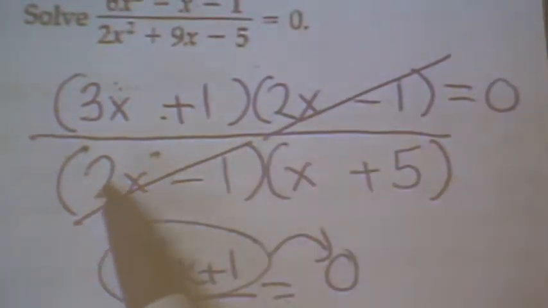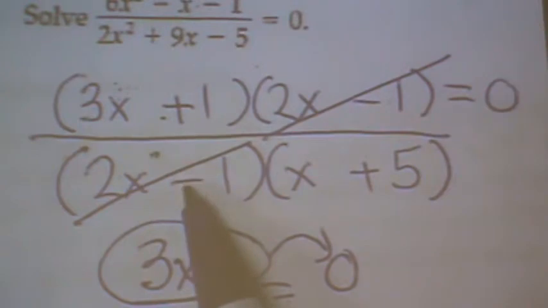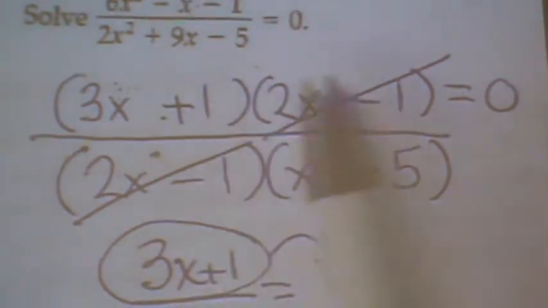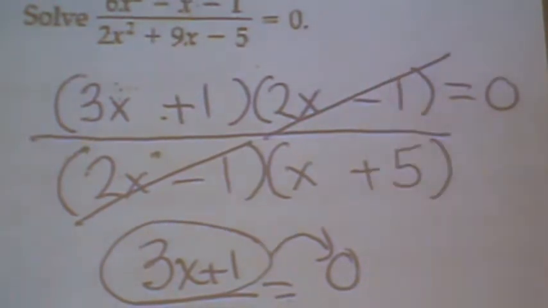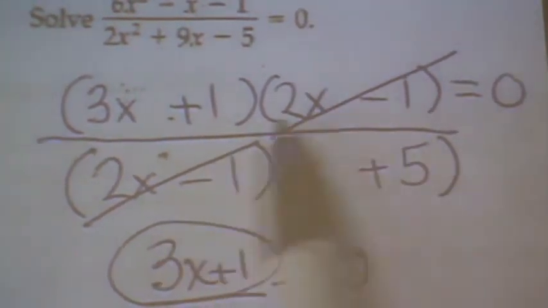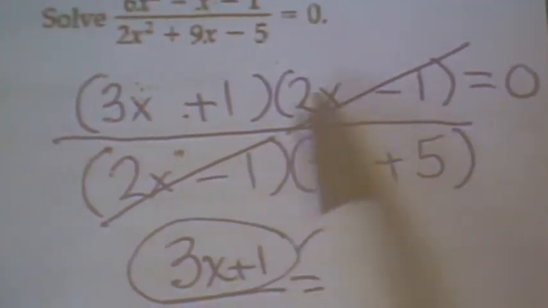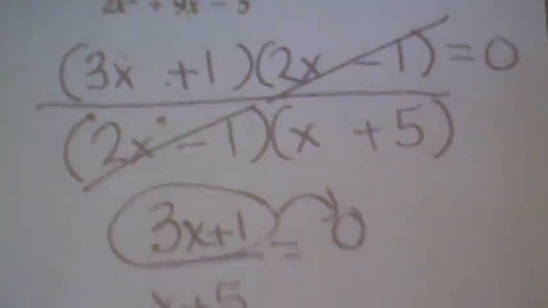Let's say this was 2x plus 1. Then you would set both of these equal to 0. So your two answers would be negative 1/3 and 1/2. But because we canceled them, this is no longer a solution. It's gone. I get it.